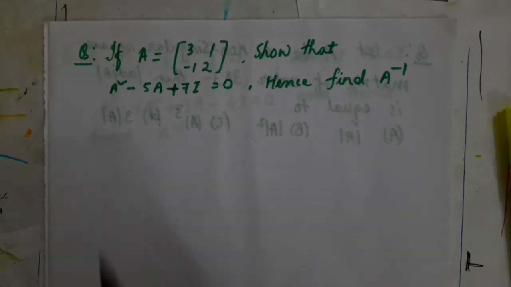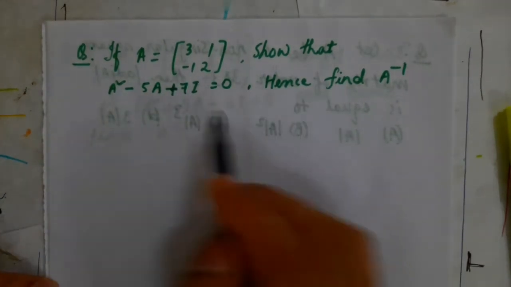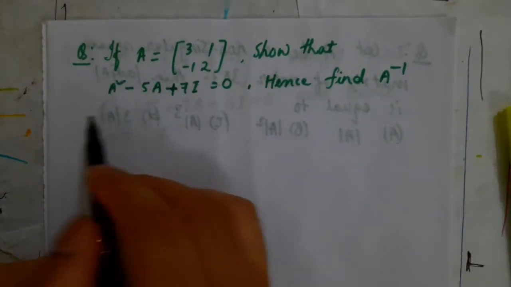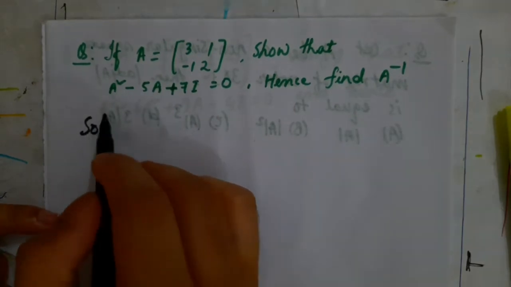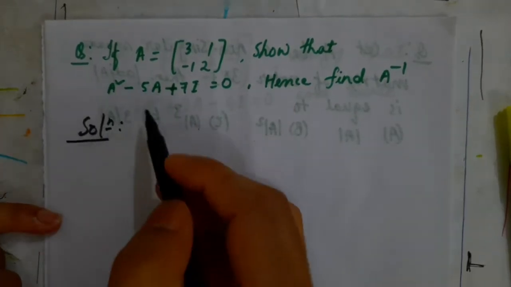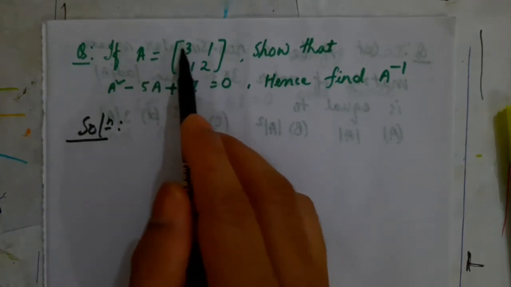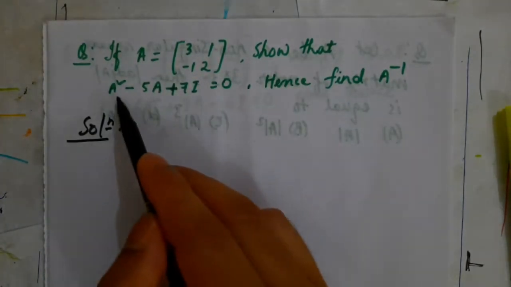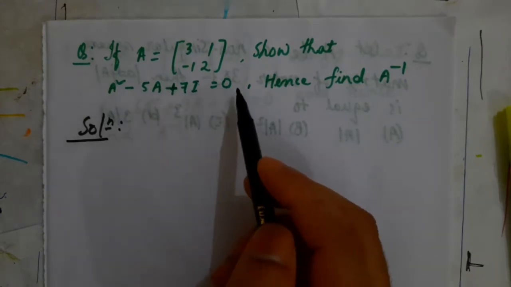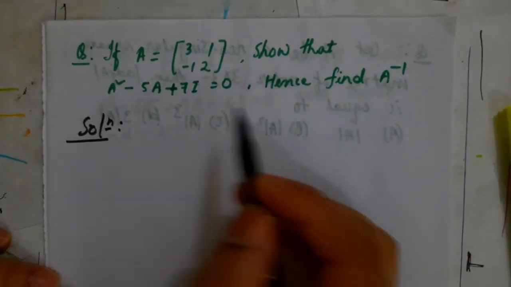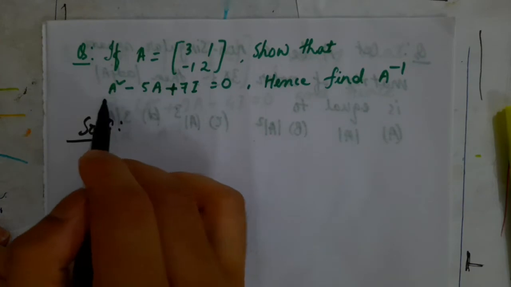Now let's do another sum related to the inverse of a matrix. Check how we can solve this one. Here a matrix of order 2 is given: 3, 1, -1, 2. Show that A square minus 5A plus 7I equals the 0 matrix. Hence find A inverse. First we show this one.